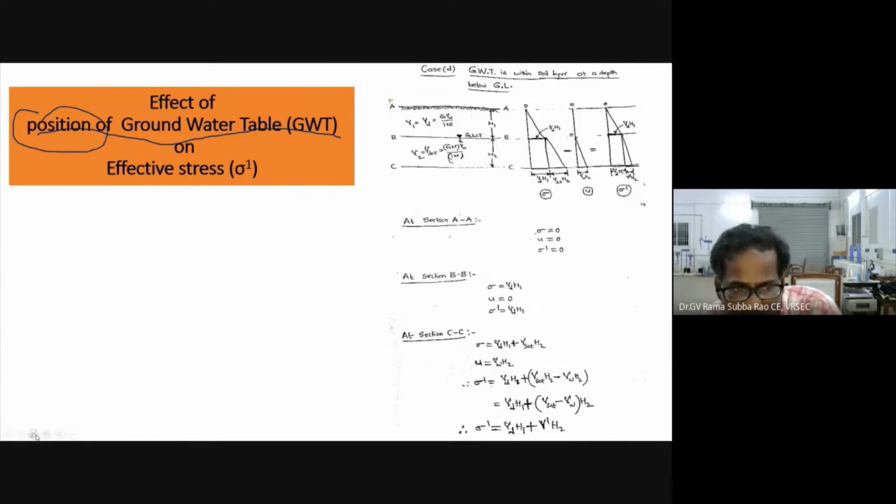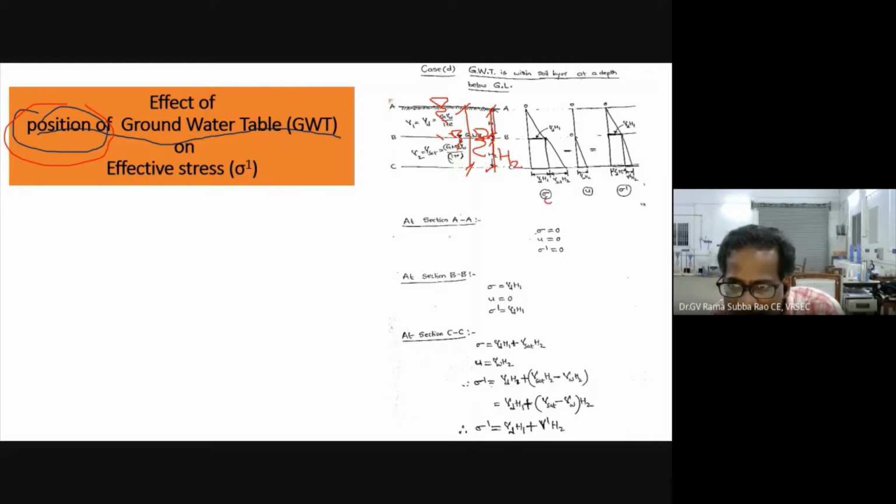Position of the groundwater table, let me show you what I mean. In the previous case, the water table was at ground level, but in this case the water table is not exactly at ground level. Now the water table is somewhere between ground level and the bottom of the soil layer. Here is the position of the water table. This dry portion thickness is H1, and the submerged portion is H2.